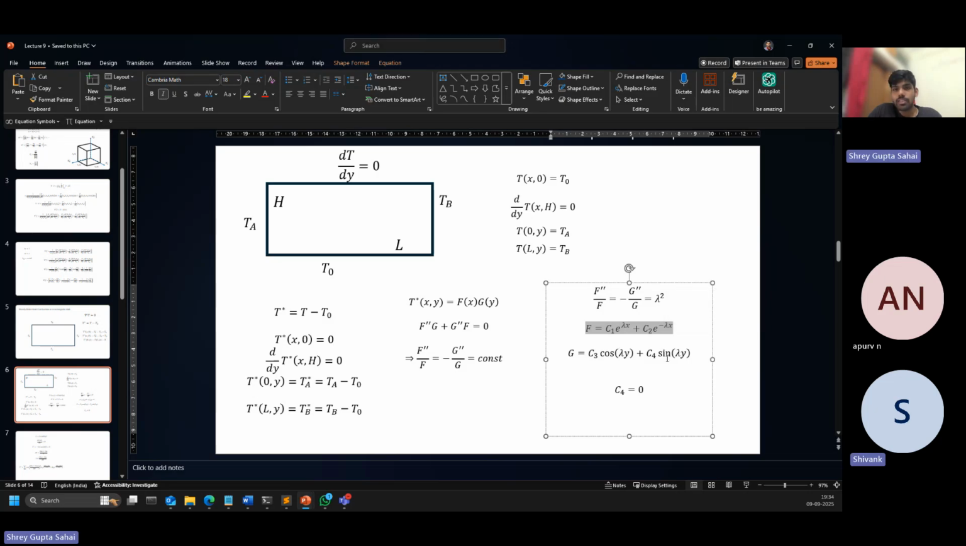Essentially, wait a minute, cosine or sine function. Up to this point, it is clear that we have assumed a solution and done all this. Why have we assumed lambda square? What is the attempt here?